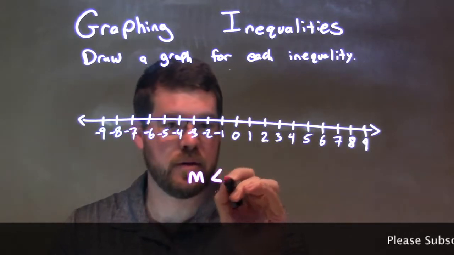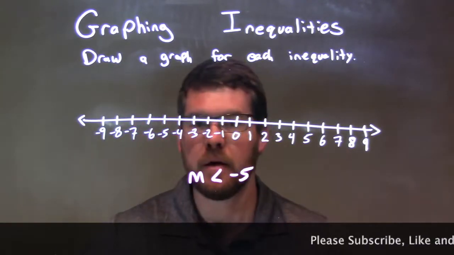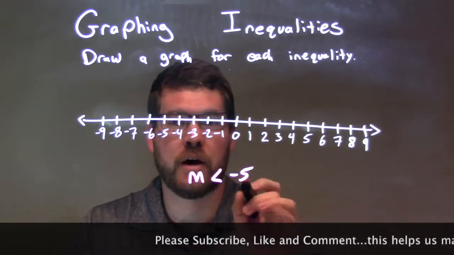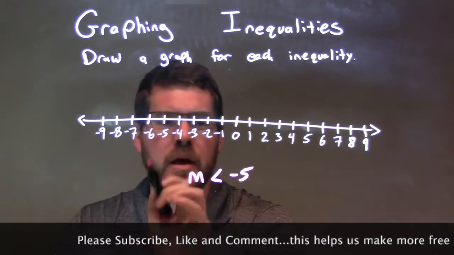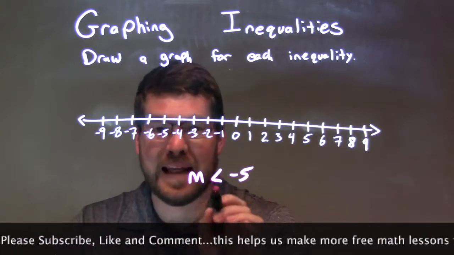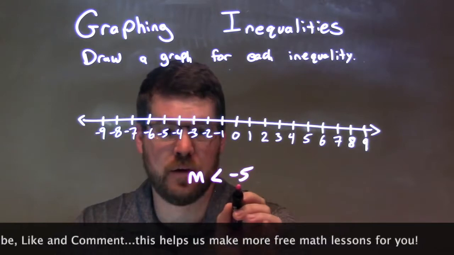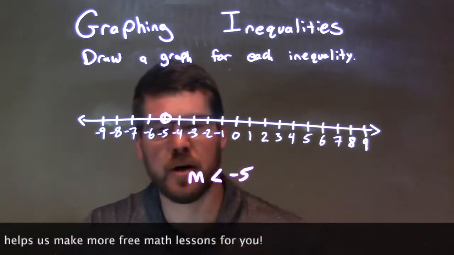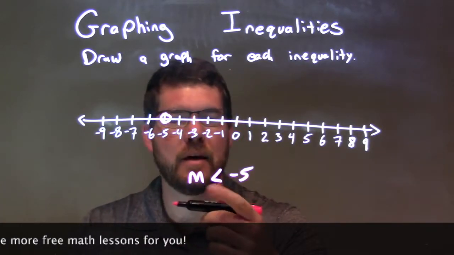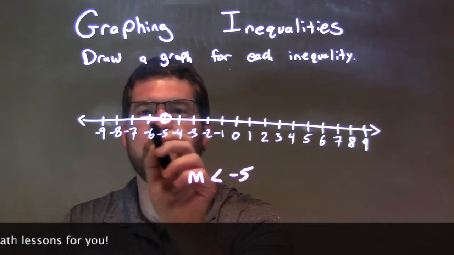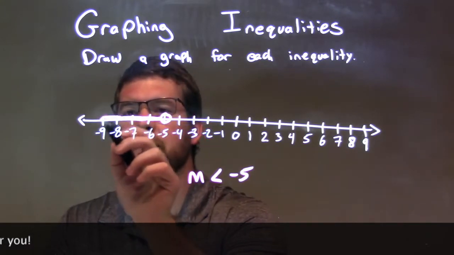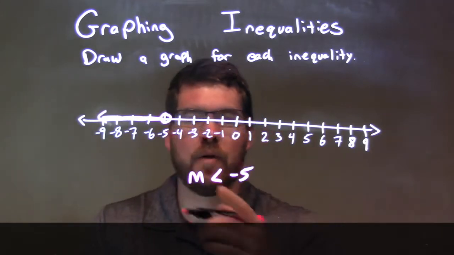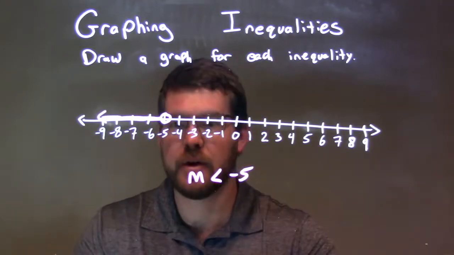N is less than negative 5. Well, if n is less than negative 5, we must start at that negative 5. So negative 5 is right here. Okay, so n is less than, but it does not say equal to negative 5. Since that's not there, we put an open circle at negative 5. So we put an open circle at negative 5. Now, n is less than negative 5, so we shade to the left. So we shade to the left right here. And there we have it. We have our graph. So let's recap. We have n is less than negative 5.